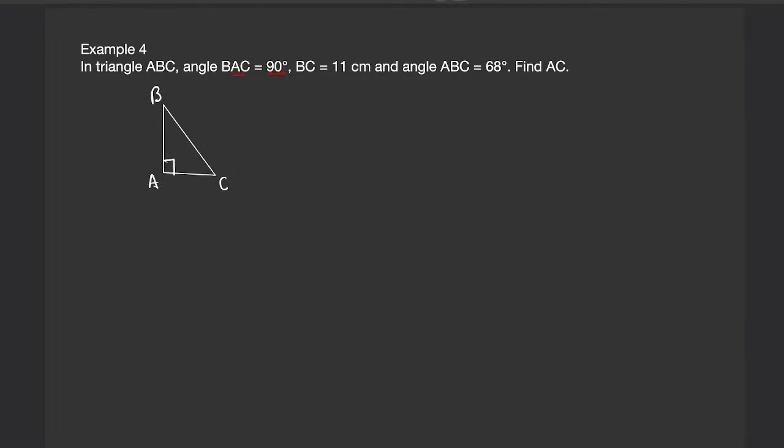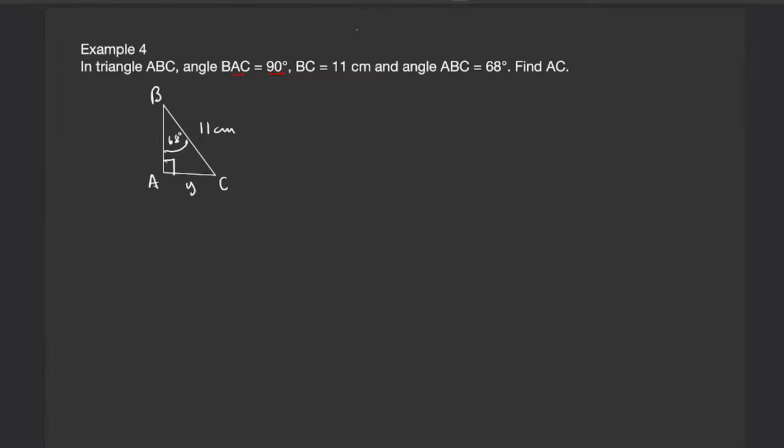They told us that BC is equal to 11 cm. BC is our hypotenuse. How do I know this? Because it's the side opposite our right angle. BC is 11 cm. And angle ABC is 68 degrees right here. Should have drawn that bigger. No, that's good. Let's go. Right, so we need to find AC. Let's use a different letter this time. Let's use y.